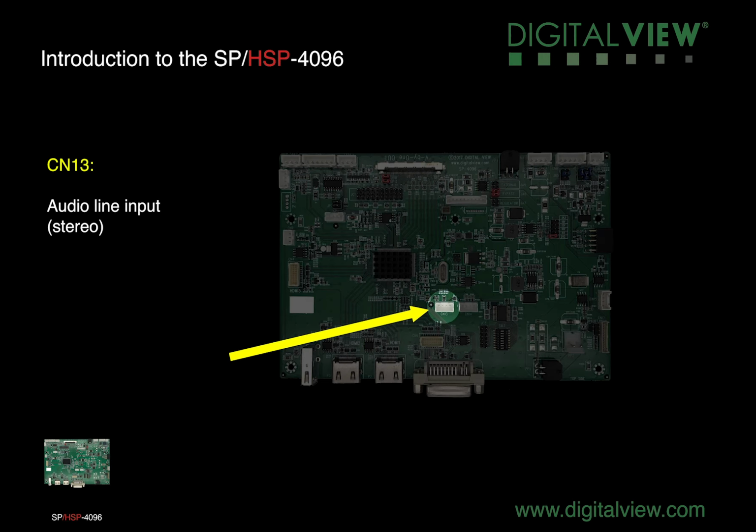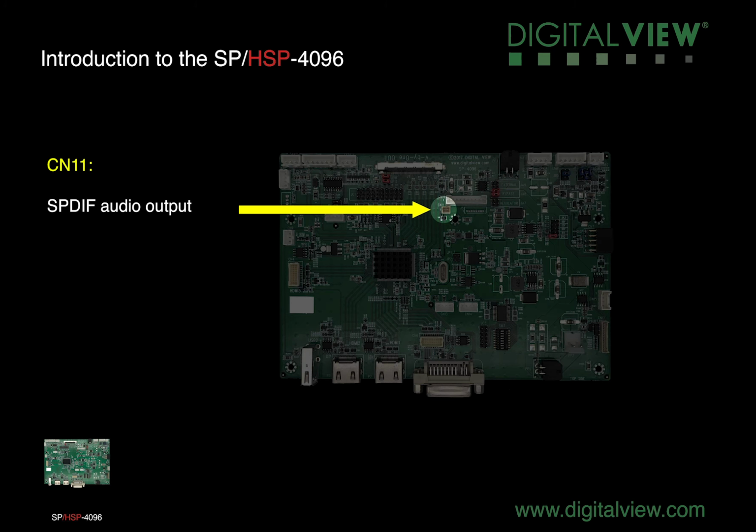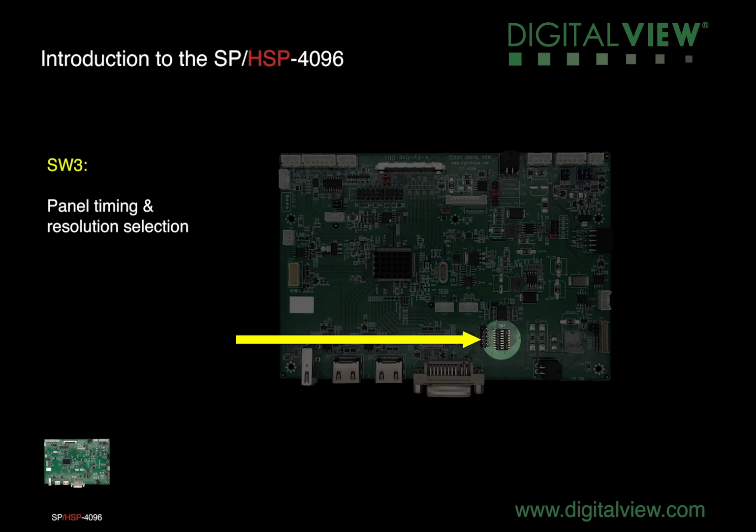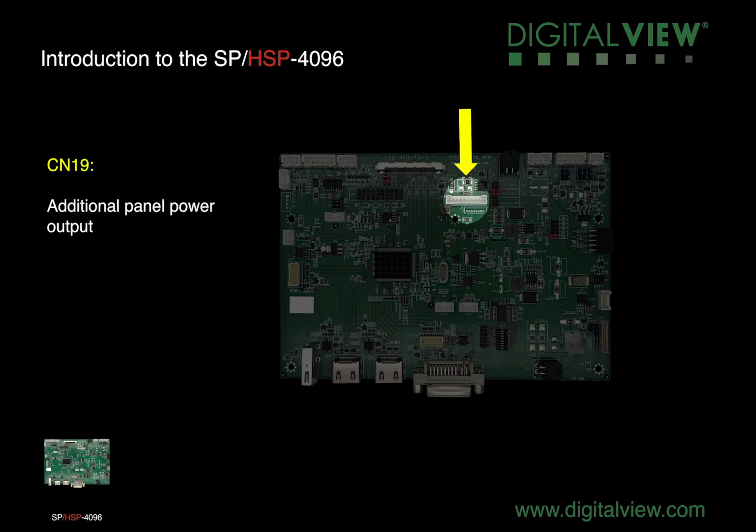CN13 is the header for the stereo audio line input. CN14 is the header for the stereo audio line output. CN11, this is for the SB-diff audio output. SW3 is for the panel timing and resolution selection. CN19 is for additional panel power output.